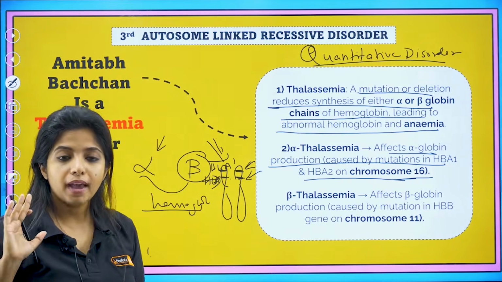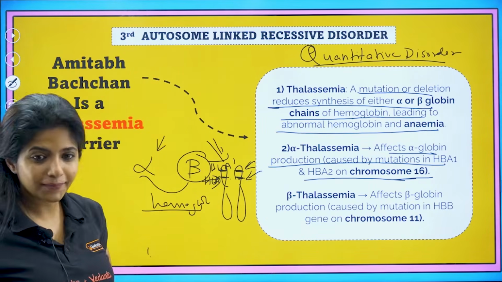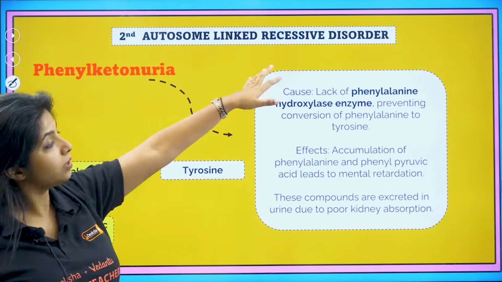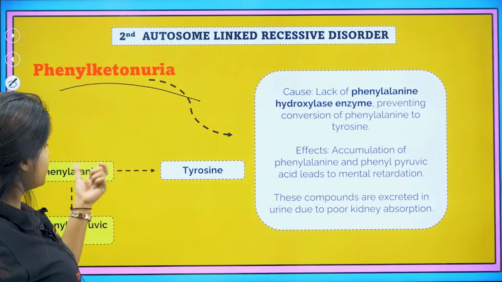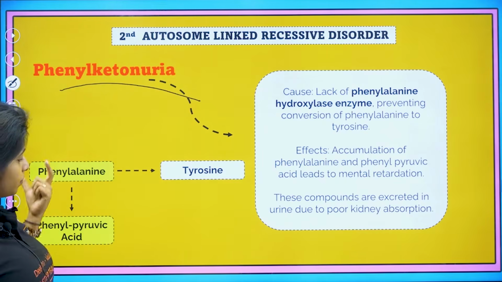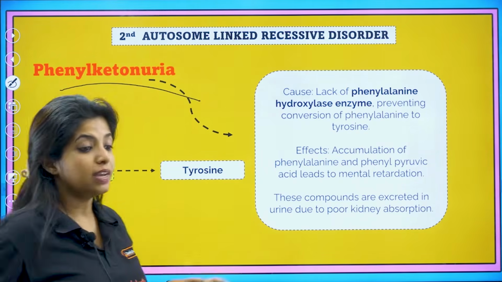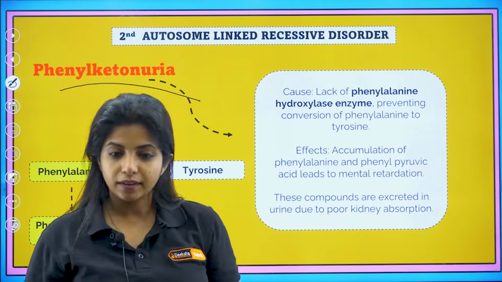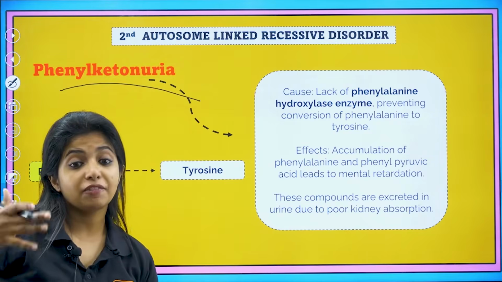Difference between sickle cell anemia and thalassemia, and I'll be discussing it in the 2 and 5 marker questions as well. Okay, got it? So this is also an autosome linked recessive disorder, and now you have one more autosome linked recessive disorder, that is phenylketonuria. I already explained what happens in phenylketonuria. Phenylalanine hydroxylase is not being produced, which is why phenylalanine is accumulated as phenylpyruvic acid. This causes mental retardation, and since this is not reabsorbed by the body, it goes out through the urine and it smells so bad.